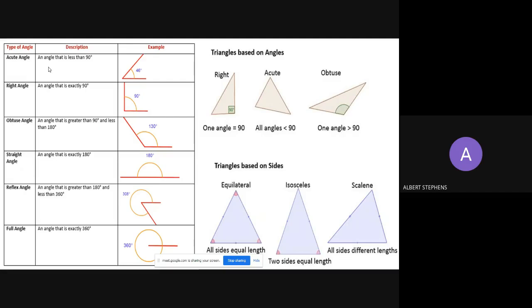So when we talk about geometry, we also talk about what? Angles. We talk about different types of angles. As you can see, we have acute, right, obtuse, straight, reflex, and we have a full angle.